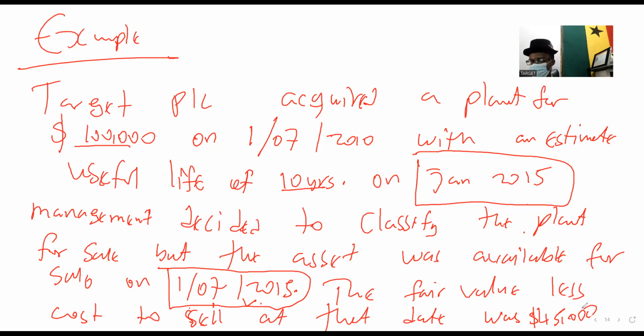So at the end of the reporting period, what happened to the asset? The first thing, depreciation must cease. And when depreciation ceases, it means that the consumption of economic benefit also ceases. And then that's all. I'm done.